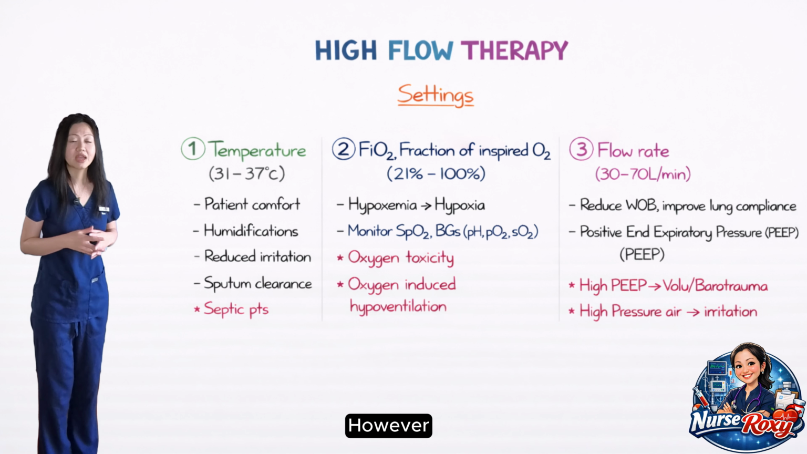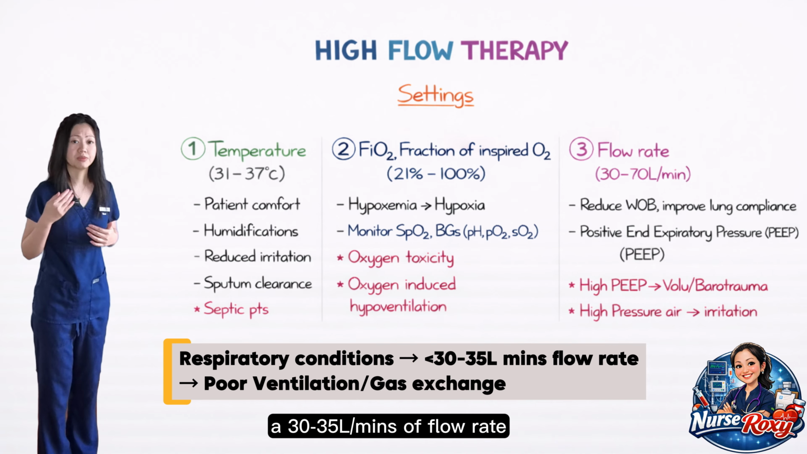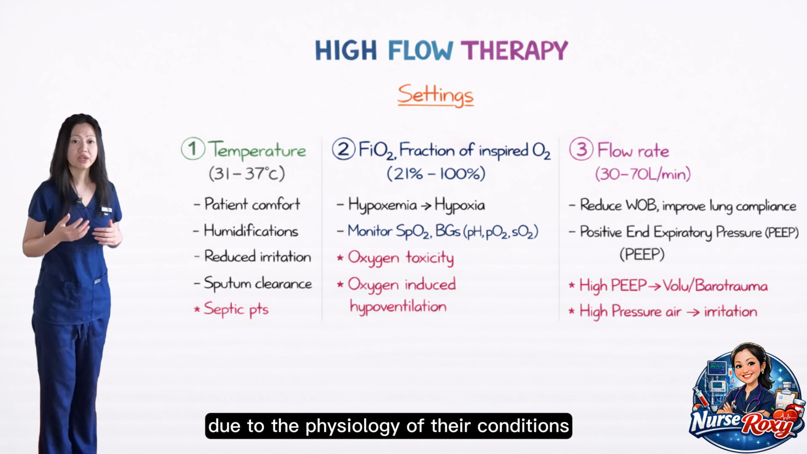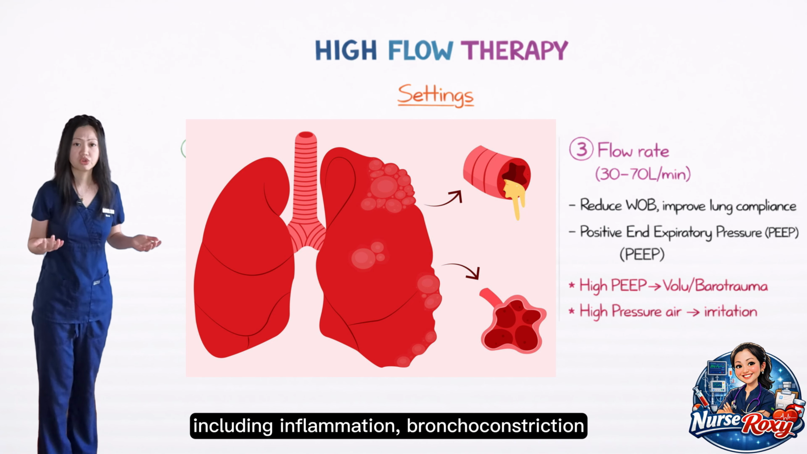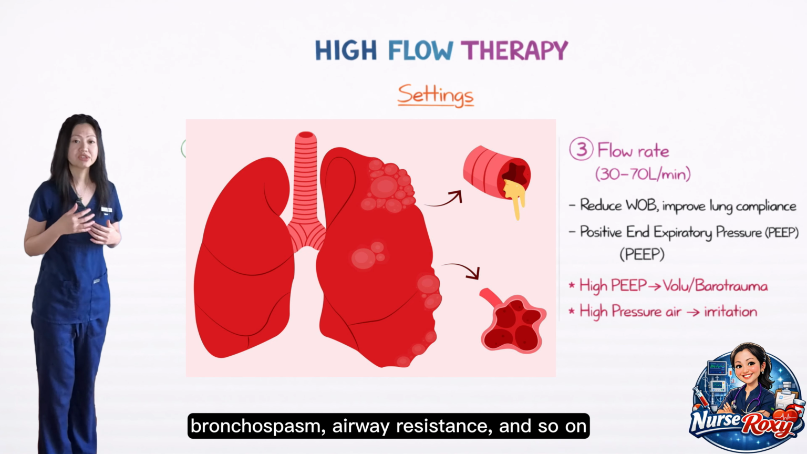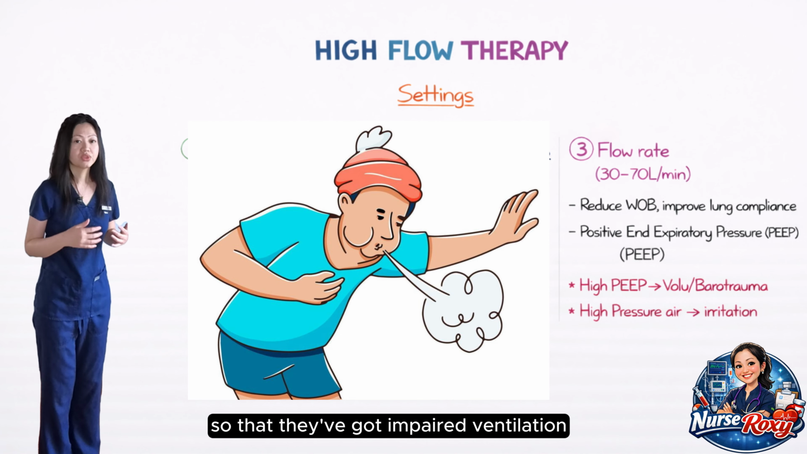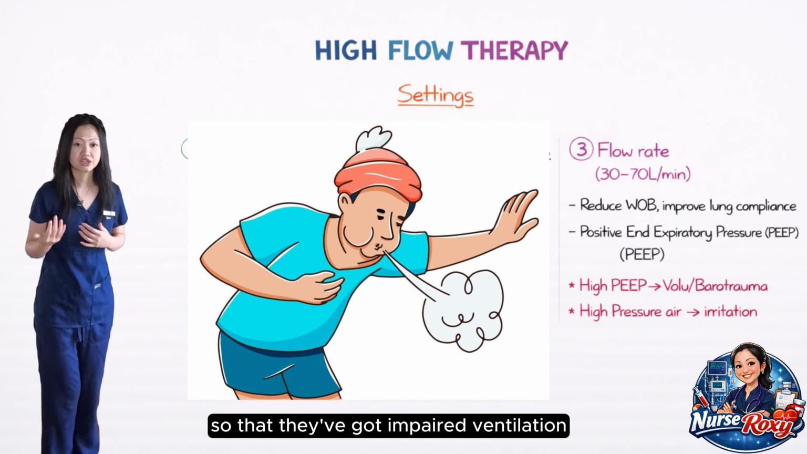However, in patients who have acute respiratory failure, such as ARDS, asthma, exacerbation of COPD, they are struggling to generate 30 to 35 liters per minute of flow rate due to the physiology of their conditions, including inflammation, bronchoconstriction, bronchospasm, airway resistance, and so on. This also means that these patients cannot breathe in fast or deeply enough, so they have impaired ventilation.